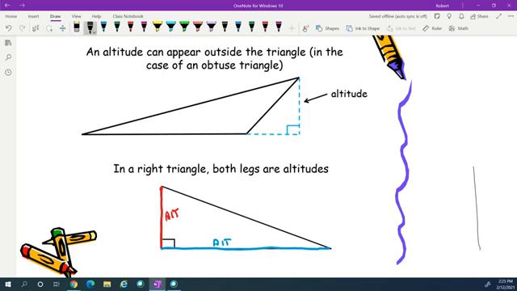But if I rotated it, then most of us would think of that blue one as the altitude and the red one as the base of the triangle. So sometimes it depends on just perspective and the way the picture is drawn, but they both fit the definition. Altitude from the vertex perpendicular to the opposite side. Sometimes it's outside the triangle.